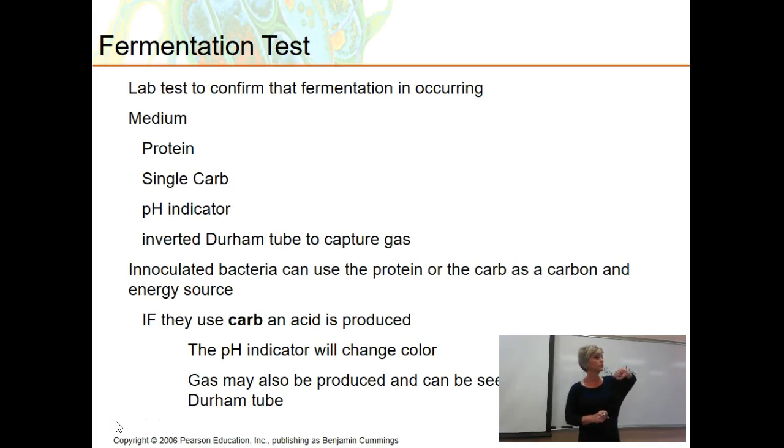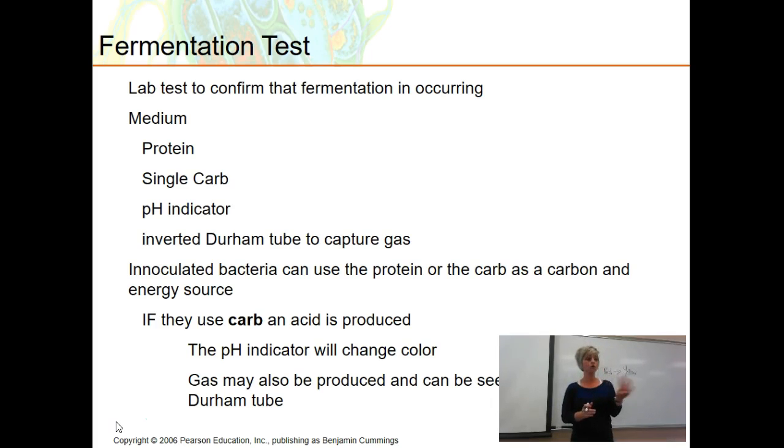And the other thing we look for is just whether or not that air bubble is there. If the answer is yes, then it produced a gas. If that Durham tube is filled to the top still with liquid, then the answer is no.